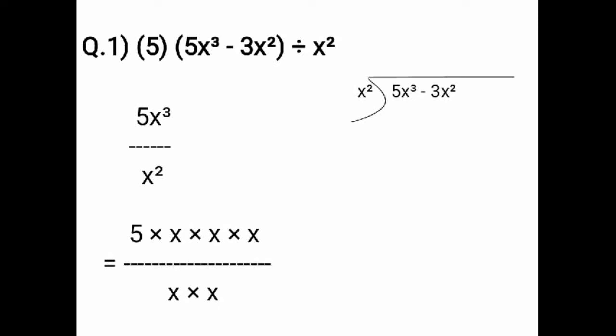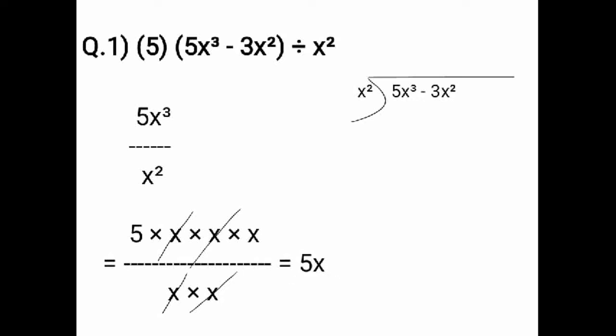Now do the cancellation of x. 2 x's get cancelled on numerator and denominator. Now only the numerator is left to multiply. 5 into x is 5x. Okay. The single term what you got here, quotient 5x. When you divide 5x cube minus 3x square by x square, first term when you divide 5x cube upon x square, you get the quotient 5x. This you have to write in the quotient place.